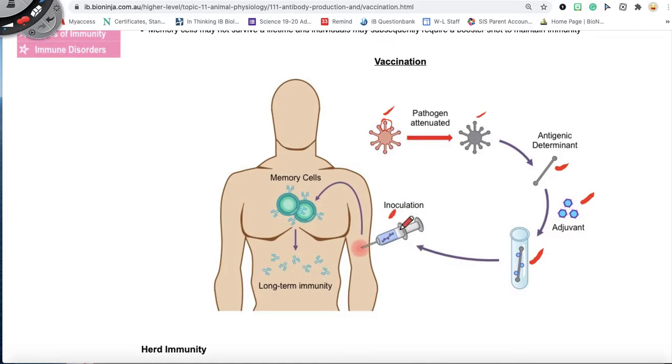And then they inoculate you, and that is going to trigger your B cells to make plasma cells and antibodies, but also to make these memory cells. And these memory cells are what's going to give you long-term immunity.